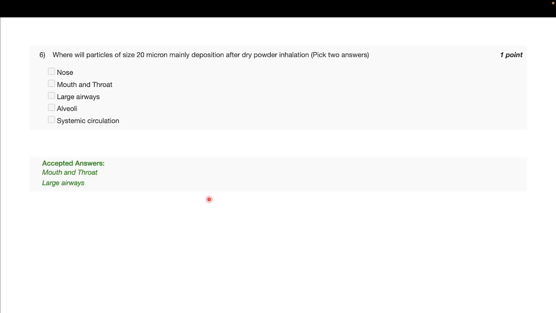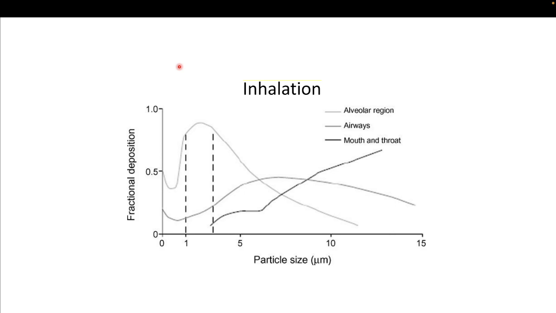So the correct answer is mouth and throat and large airways. Please read the question carefully. It says, if your particle is of 20 micron size, where will it mostly deposit? If you follow this graph here, you will see that, as we were discussing, if you want the particles to go to the deep lungs, the alveolar sacs, it has to be within 1 to 5 micron. If it's a very large particle, let's say 20 micron, then according to this graph, most of it will be deposited in the mouth and throat or in the broader initial airways.